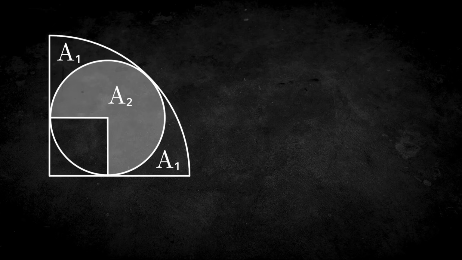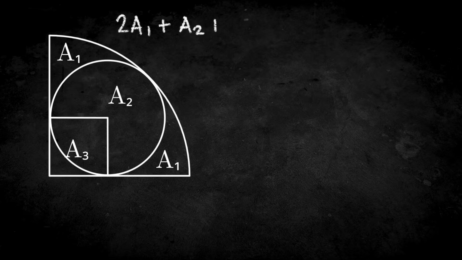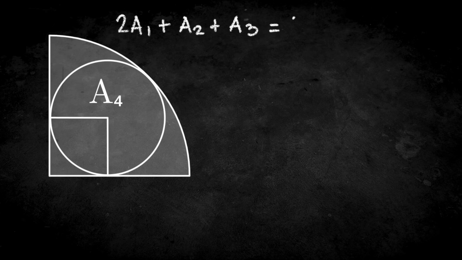This is the required area. Assume this is A1. By symmetry, this region is also A1. Next, assume this is A2, and let's say the area of the square is A3. So twice the area 1 plus area 2 plus area 3 is equal to the area of the quarter circle. Say the area of the quarter circle is A4.